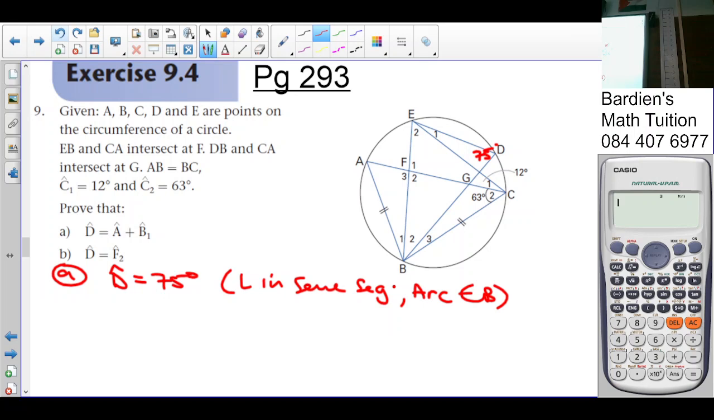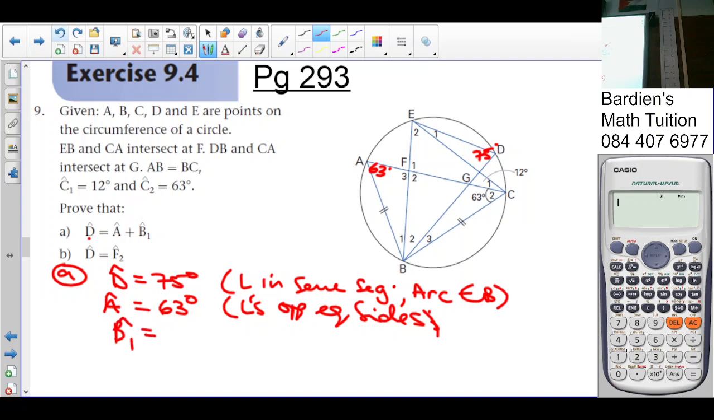Did we say that angle A is equal to 63 degrees? Why is angle A 63 degrees? Angles opposite equal sides, and these are your equal sides. Did we say that angle B1 is equal to 12 degrees? Why is it 12 degrees? Angles in the same segment, and it's coming from arc AE.